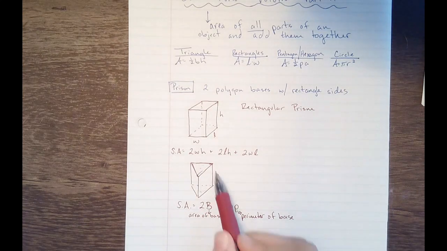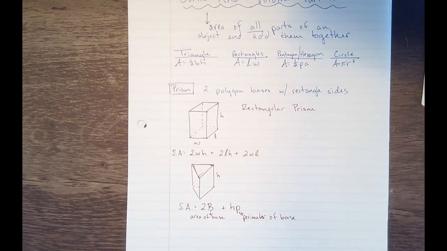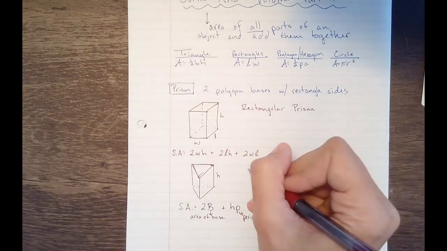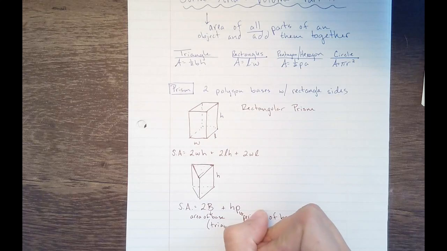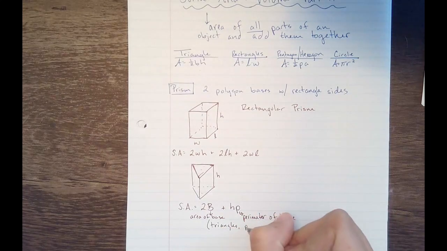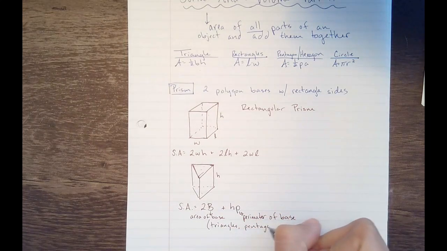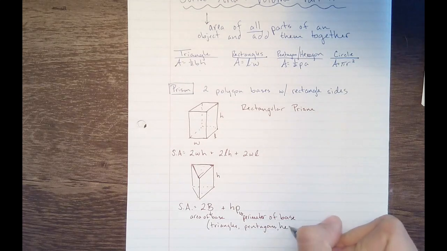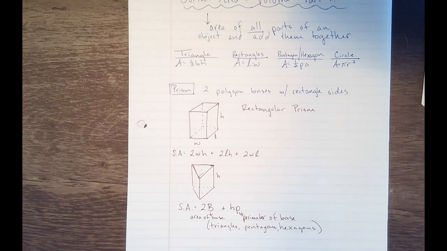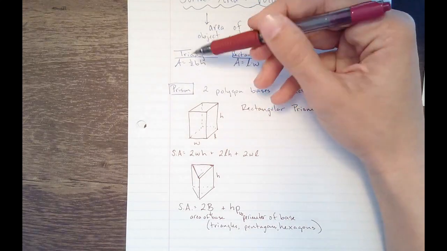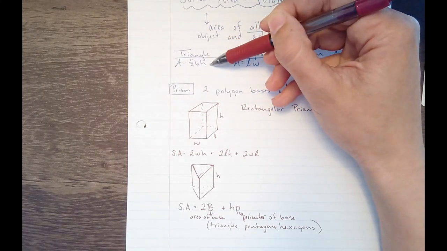So this works for triangles, pentagons, and hexagons. We'll use the same formula. If it's a triangle, remember our area is 1/2 base times height. Now the thing that trips people up the most is that this height is talking about the height of the triangle, not the height of the whole object.